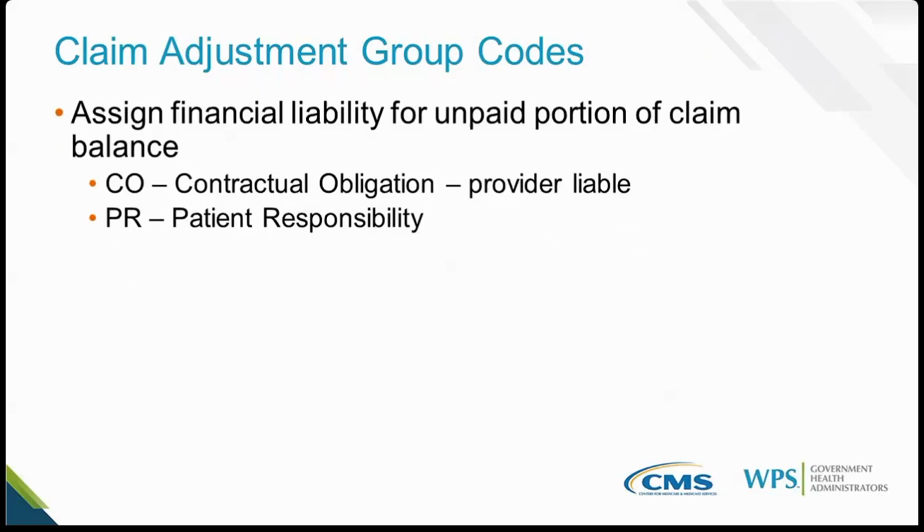Another type of code, and I mentioned this one a little bit earlier, that appears on the remittance advice, is a group code. These convey the financial responsibility for the unpaid portion of the claim balance. So a CO, as I mentioned earlier, is a contractual obligation, and that means the provider's liable. So if a claim is rejected, there will be a CO16 group code on the remittance advice. That means the provider is liable. You need to fix it, resubmit it. A PR, on the other hand, stands for patient responsibility, and means that the patient is financially responsible.